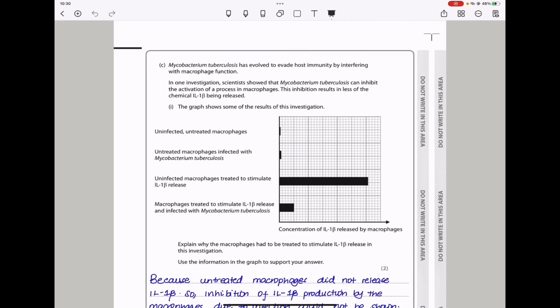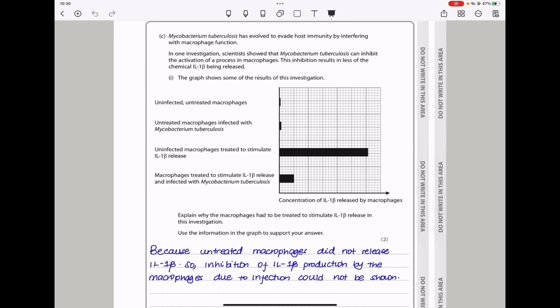Moving on. In part C, Mycobacterium tuberculosis has evolved to evade host immunity by interfering with macrophage function. In one investigation, scientists showed that Mycobacterium tuberculosis can inhibit the activation of a process in macrophages. This inhibition results in less of the chemical IL-1 beta being released. The graph shows some of the results of this investigation.